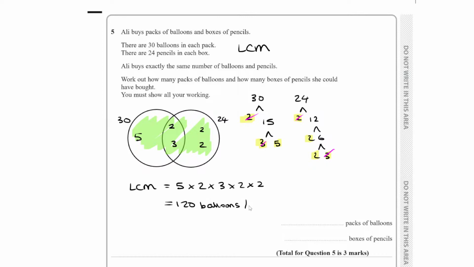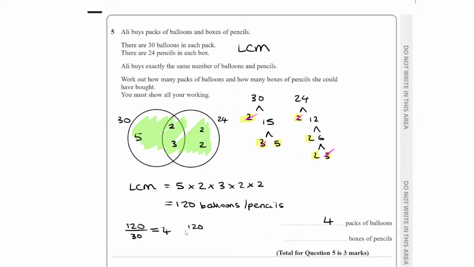Balloons and pencils. So they can get 120 balloons and pencils. The last thing we need to do is convert that and say, well, how many packs of balloons is that? And how many boxes of pencils is that? So they say there's 30 in every one of the balloons. If you divide that, you should get 4. So that's 4 packs of balloons.